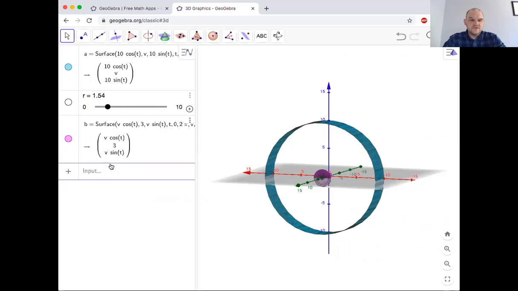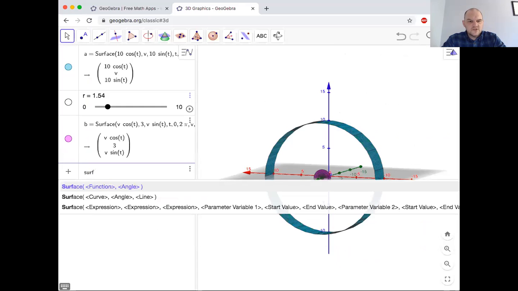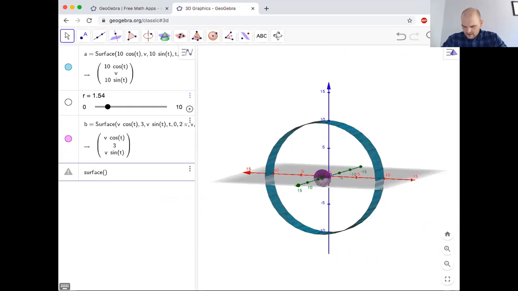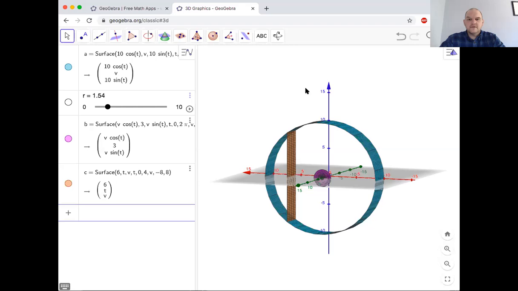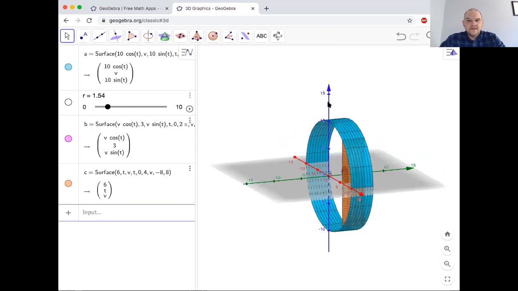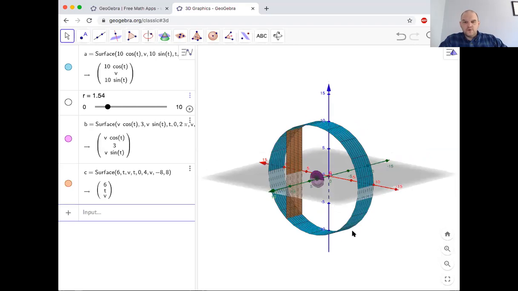All right, we're back to Geogebra. I'm going to do surface. This one's simple, 6, t, v. And then t goes from 0 to 4. v goes from negative 8 to 8. Oh, look at that. It's so cool. It's so cool when you do these things and they just work out.